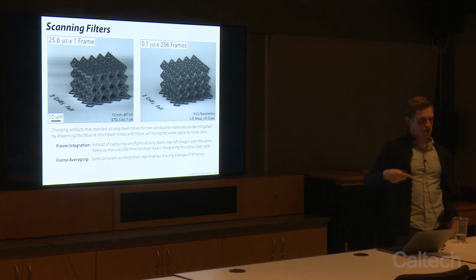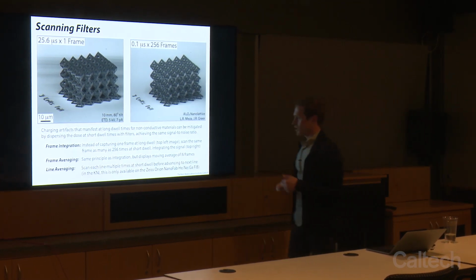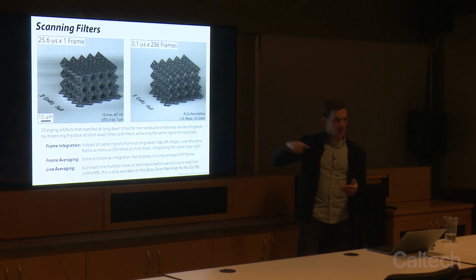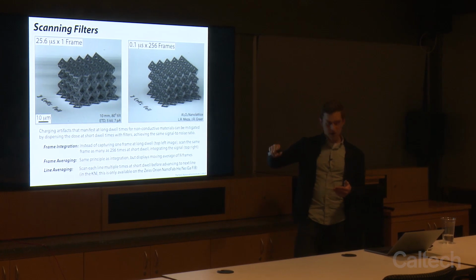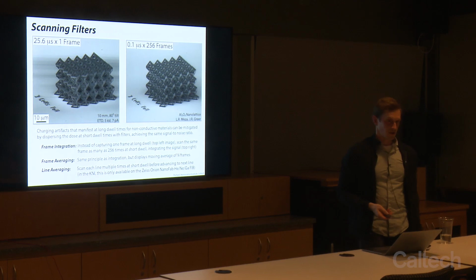They're kind of the same, just slightly different. Averaging is like a moving average. Integration will just do the total number that you ask for. And with some systems, a lot of SEMs now have line averaging, where you average the same line a bunch of times before going to the next. We have that on our helium microscope, and I'll talk about that in the helium lecture.